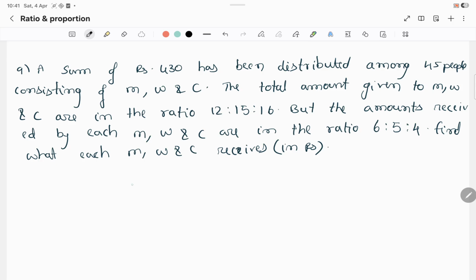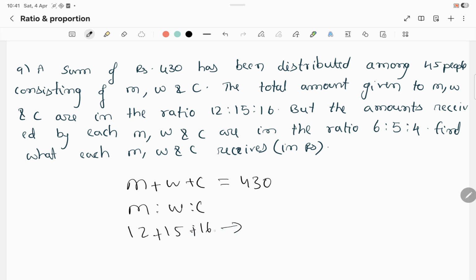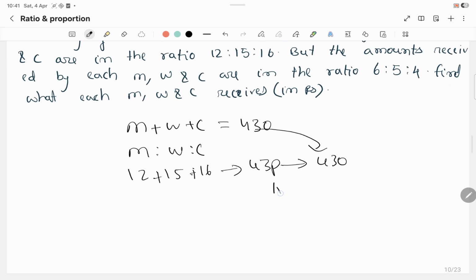Okay. So first of all, the sum of the money: men plus women plus children is equal to 430. The total amount given is in the ratio 12:15:16. See, men is to women is to children are given 12, 15, 16. This is the ratio given. Suppose if I add this, what is the total? 12 plus 15 plus 16, 43 parts. But this 43 parts is nothing but the amount 430. Means each part will be 10. Means it becomes 120, 150, 160.